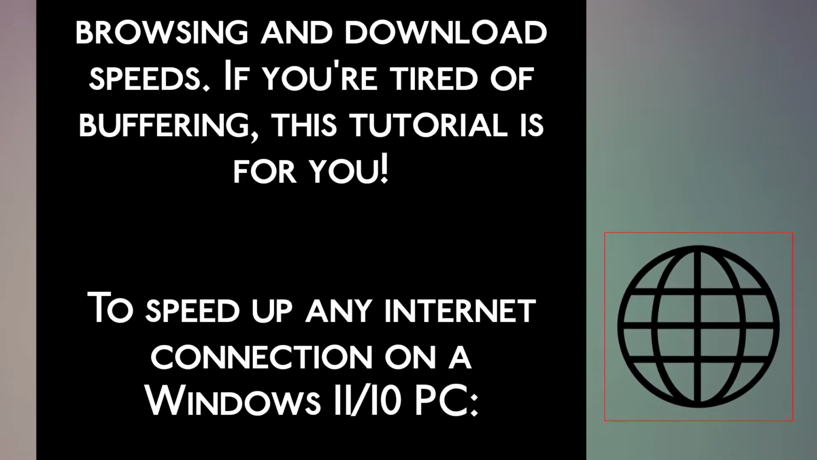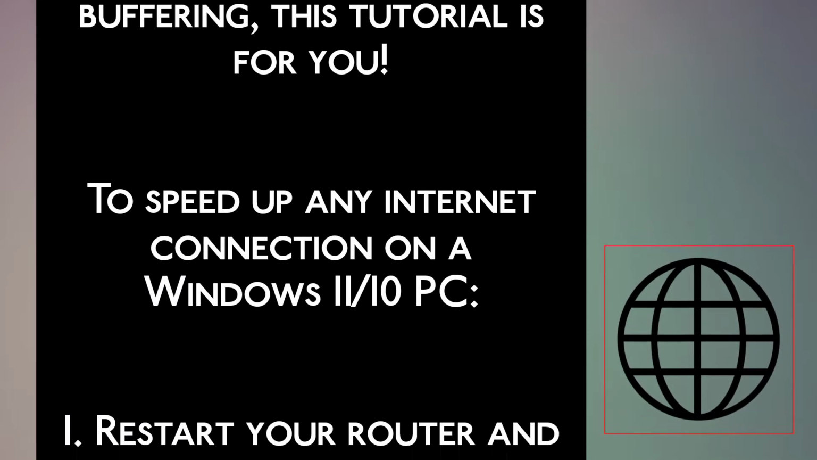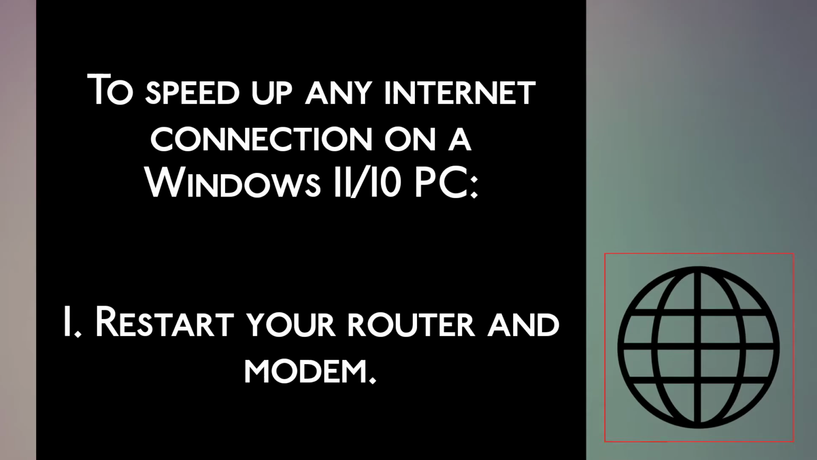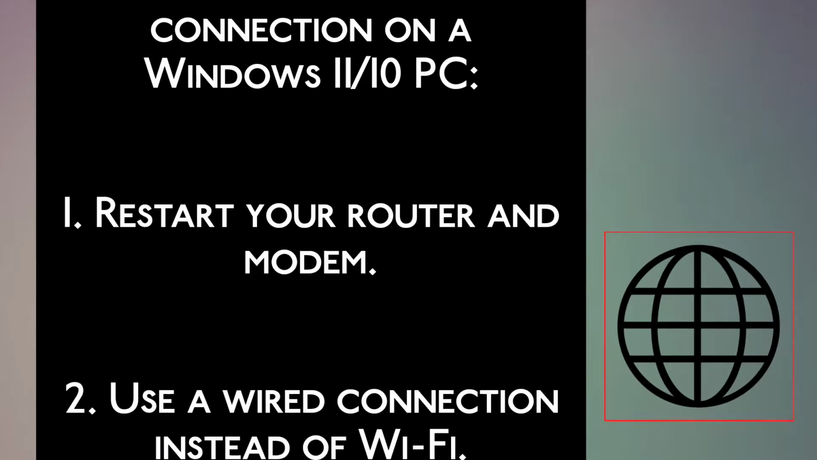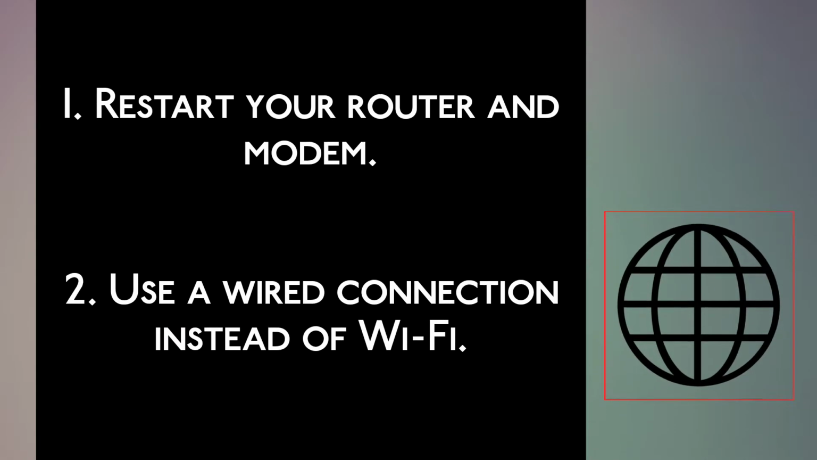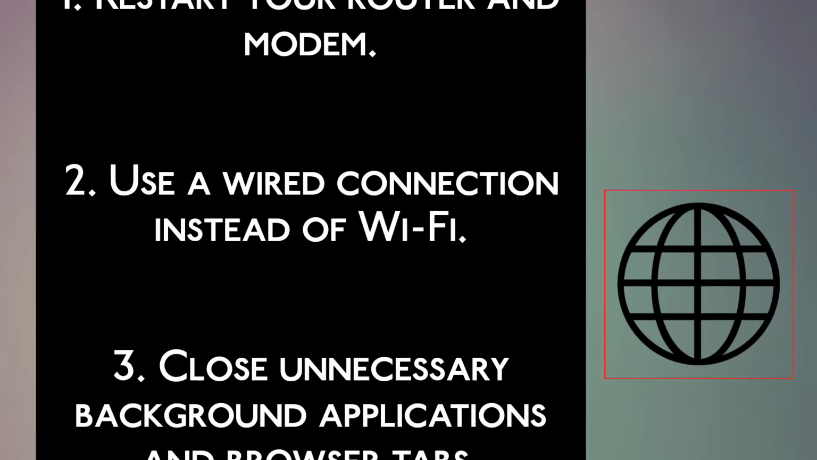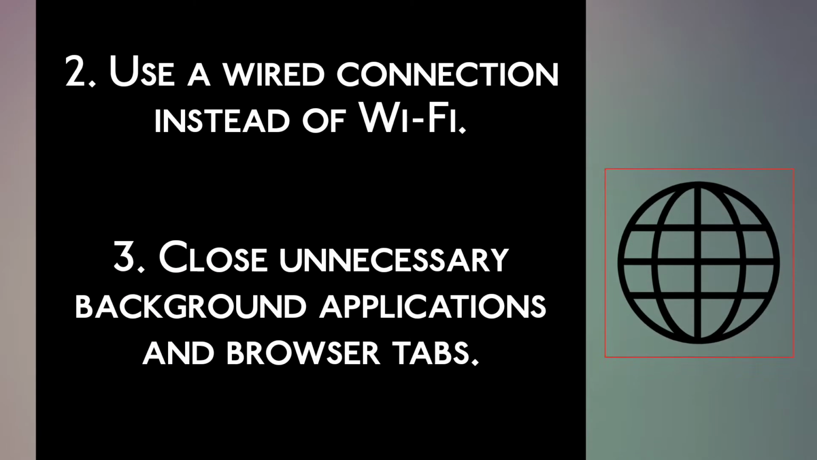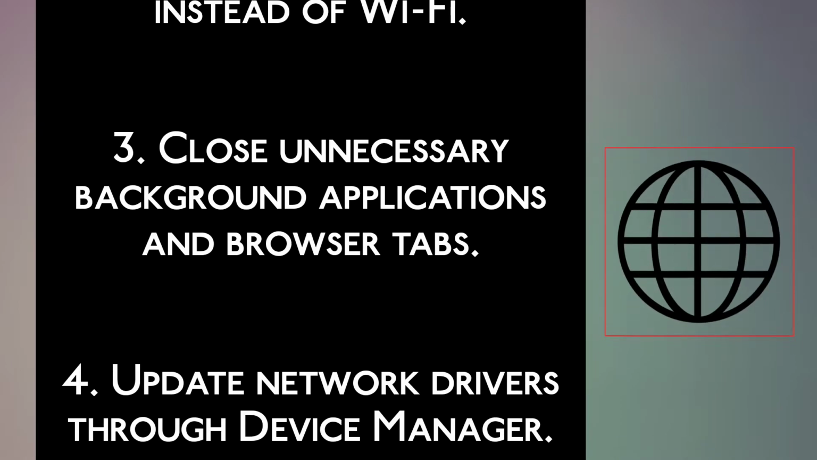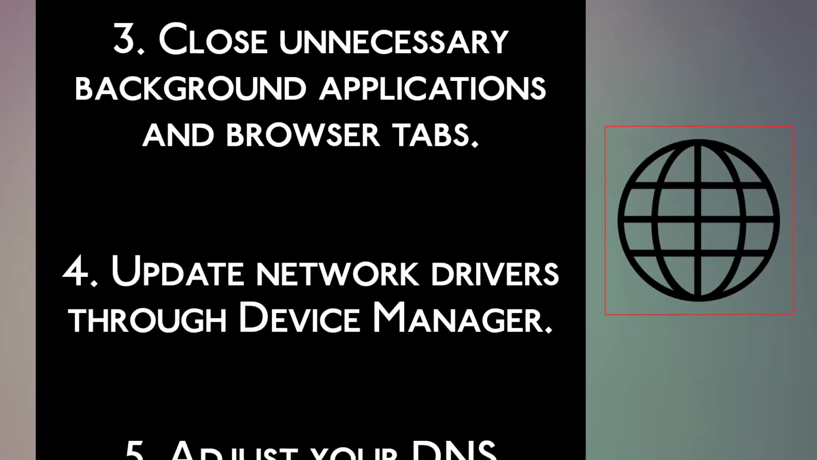To speed up any internet connection on a Windows 11 or 10 PC, Step 1. Restart your router and modem. Step 2. Use a wired connection instead of Wi-Fi. Step 3. Close unnecessary background applications and browser tabs. Step 4. Update network drivers through Device Manager.